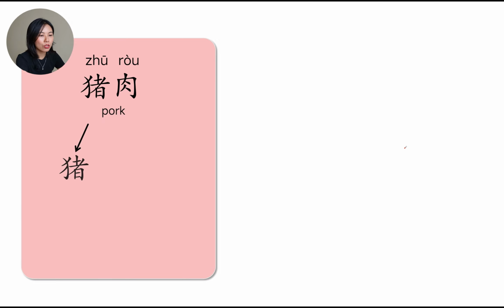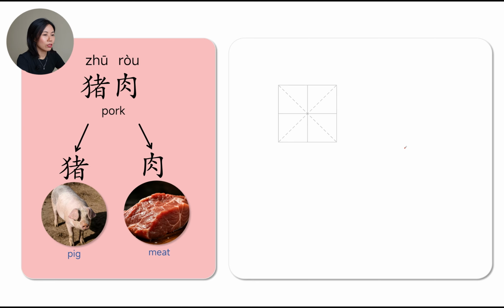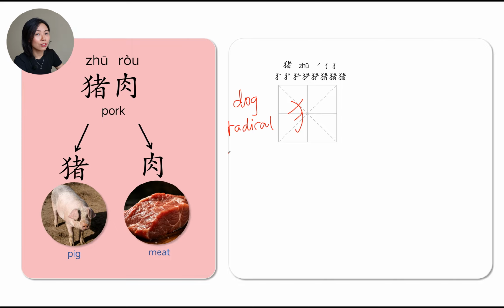看下一个，猪肉. Pork. 猪 is the pig, 肉 is the meat. So 猪肉 is the pork. Let's write the 猪: 1 2 3. This is the dog radical. The dog radical is related to animals with four feet, like dog, cat, pig, but not for ox or sheep, because the ox and the sheep have their own radical. Continue with the right part.